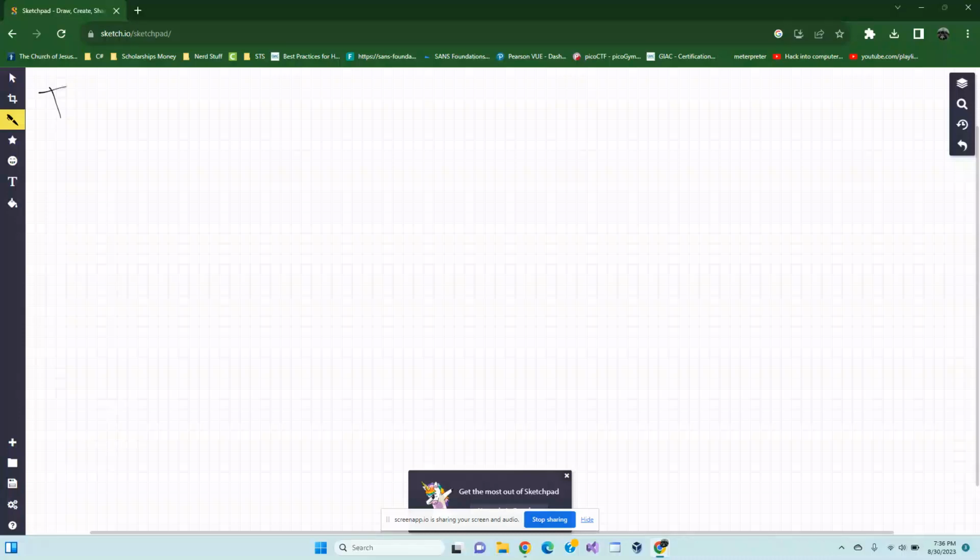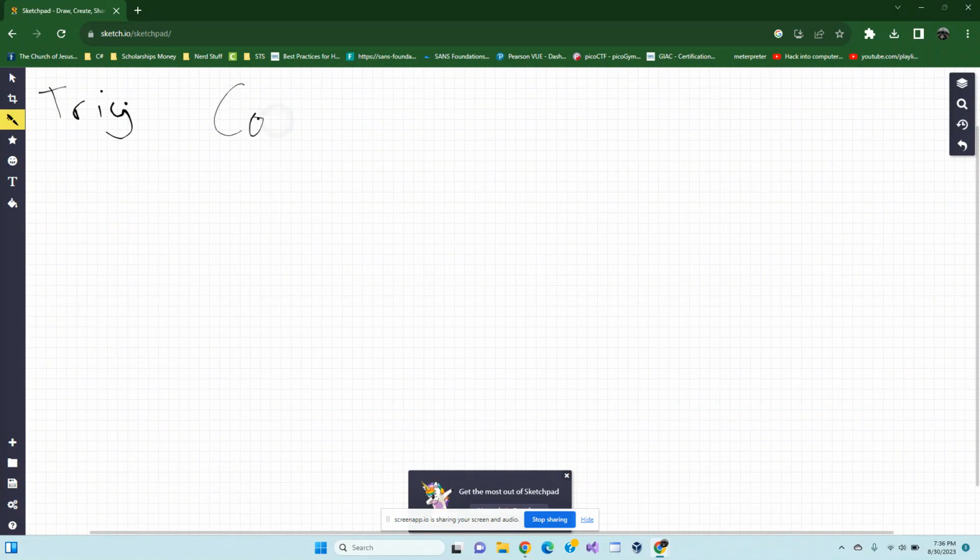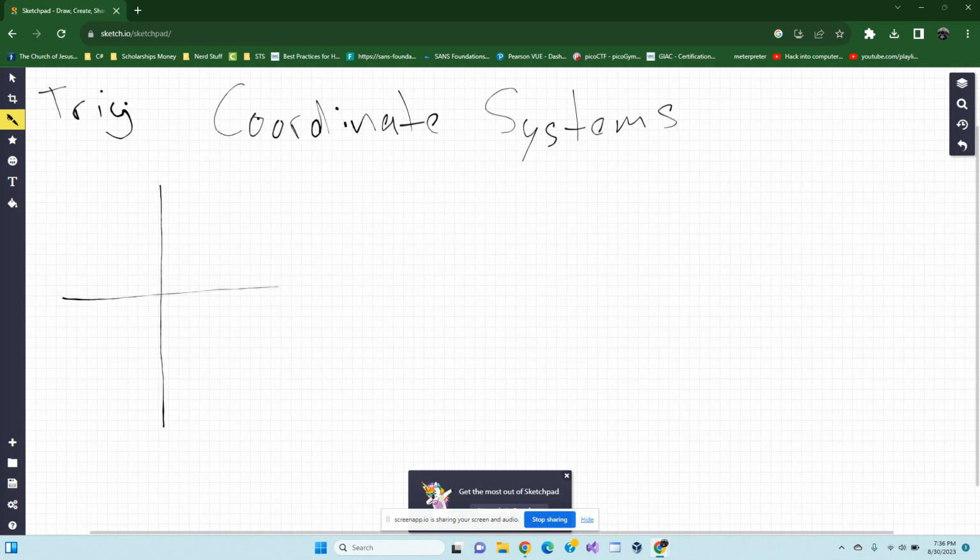Okay, so we're going to talk about trigonometry, trig for short. And we're actually going to focus on coordinate systems. So, in physics, well, right now at least, we are dealing with two different types of coordinate systems. We're dealing with polar and Cartesian.